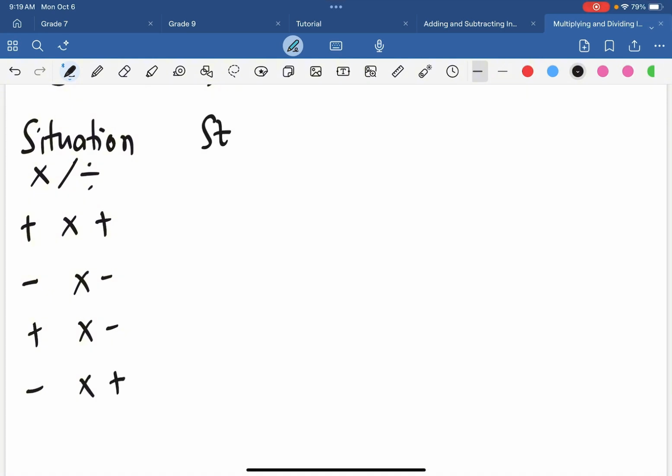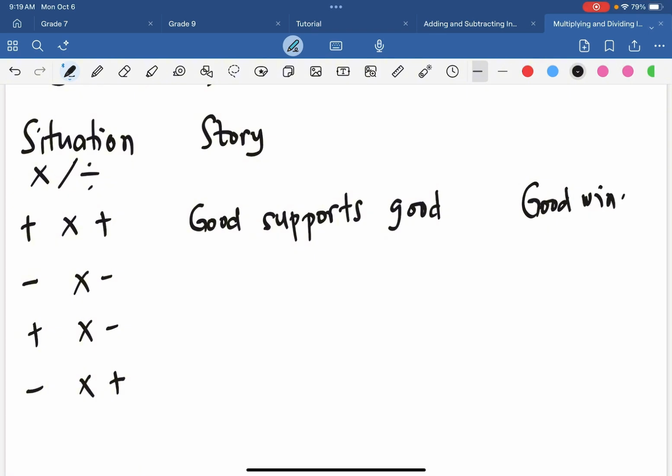Now, let's have some story meaning. Good supports good. So obviously, good wins, and it is a positive thing. Now, let's have evil fights evil. If both evil fight each other, then that means good wins as well.